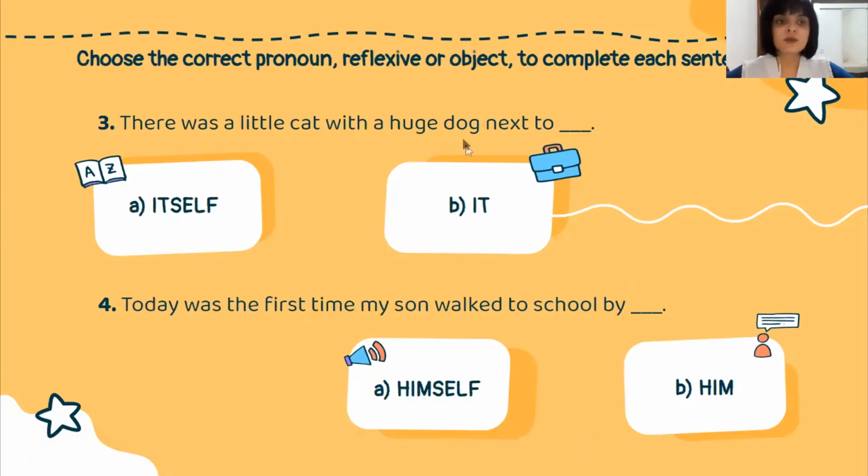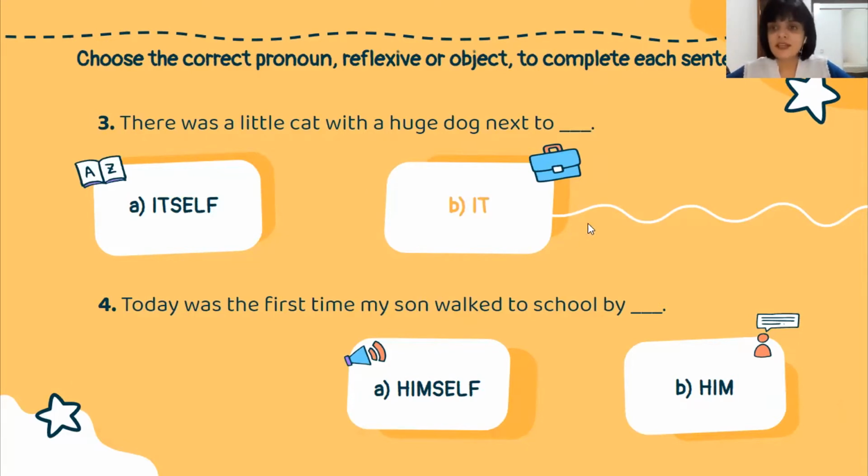Now, guys, the third one. There was a little cat with a huge dog next to... So between itself and it, which one of these words do you think is more appropriate for the sentence? Qual dessas duas palavras, entre itself e it, é mais apropriada para a frase?